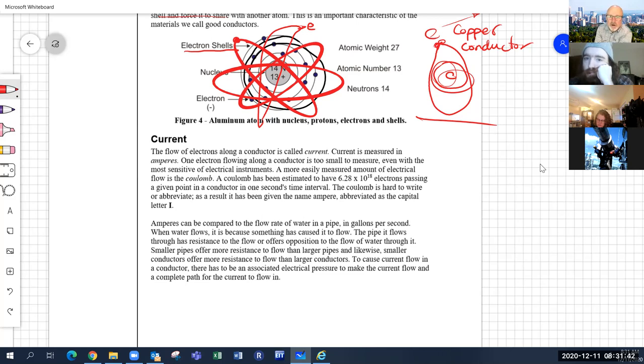So this flow of electrons down a conductor is called current. That's what we classify as current. And current is measured in amps. Sometimes we call this amperage.